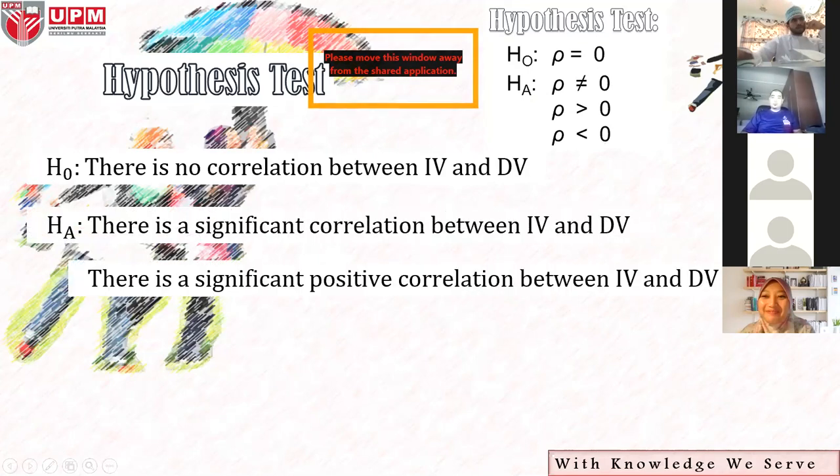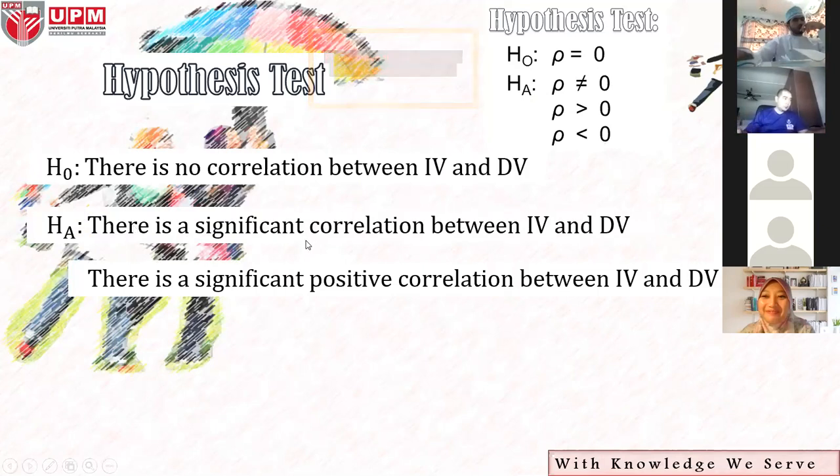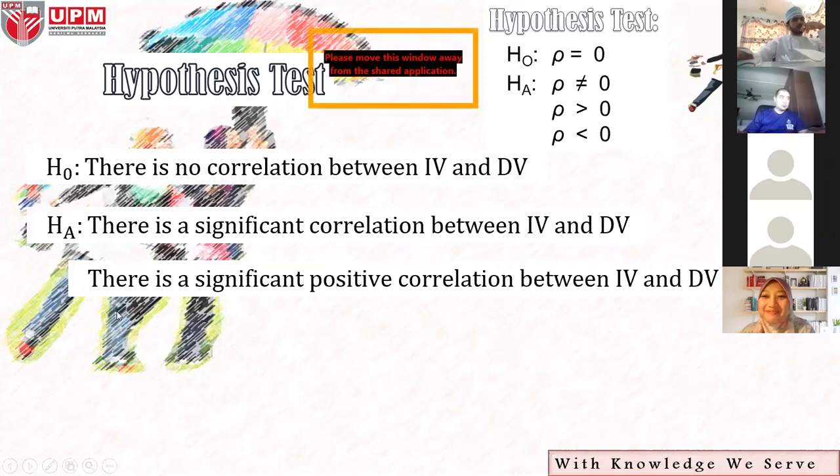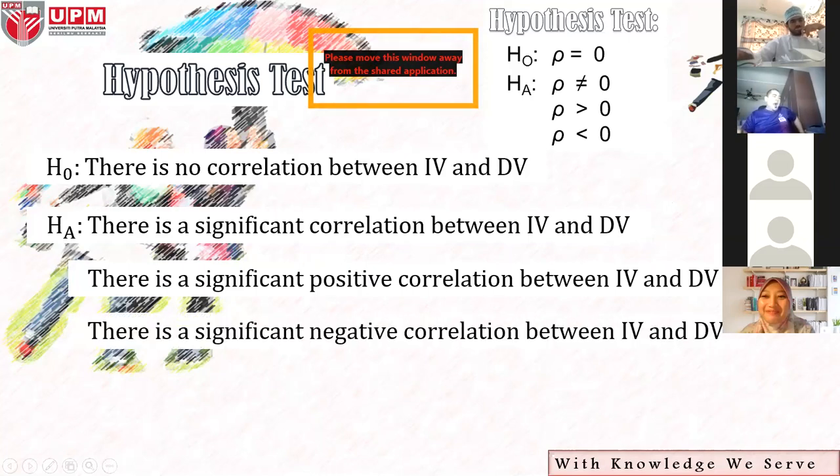But in practice, we state our hypothesis like this. The null hypothesis: there is no correlation between IV and DV. And our research hypothesis will be: there is a significant correlation between IV and DV. This is two-tail. If you state the direction, for example, there is a significant positive correlation between IV and DV, this is one tail. Or there is a significant negative correlation between IV and DV, this is one tail as well.